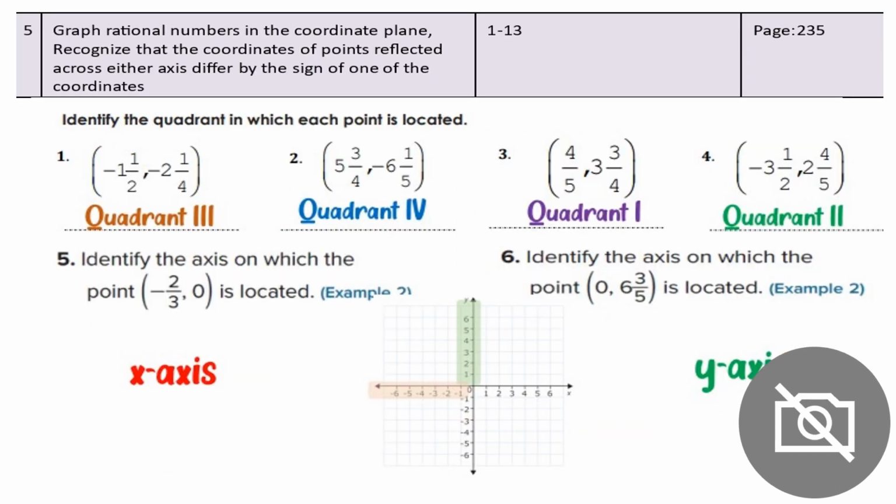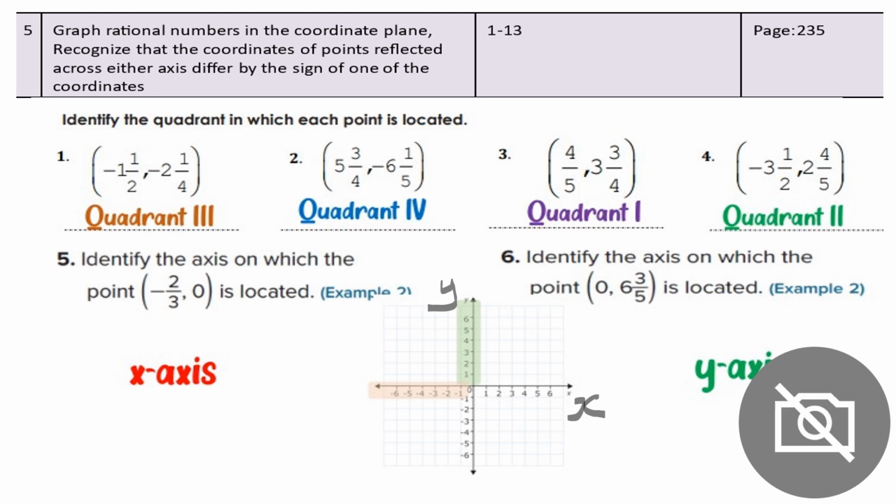See here, in this question they asked you to identify the quadrant. Which quadrant is this? In this coordinate plane, the first thing you have to remember is that the horizontal is the x-axis and the vertical is the y-axis. Identify the quadrant in each one. Here minus 1, minus 2. Where will both negatives come? Here x is negative, y is negative.